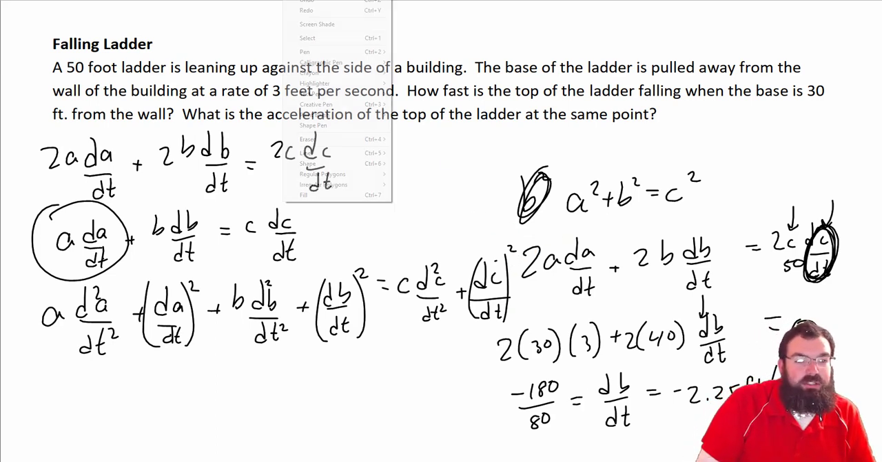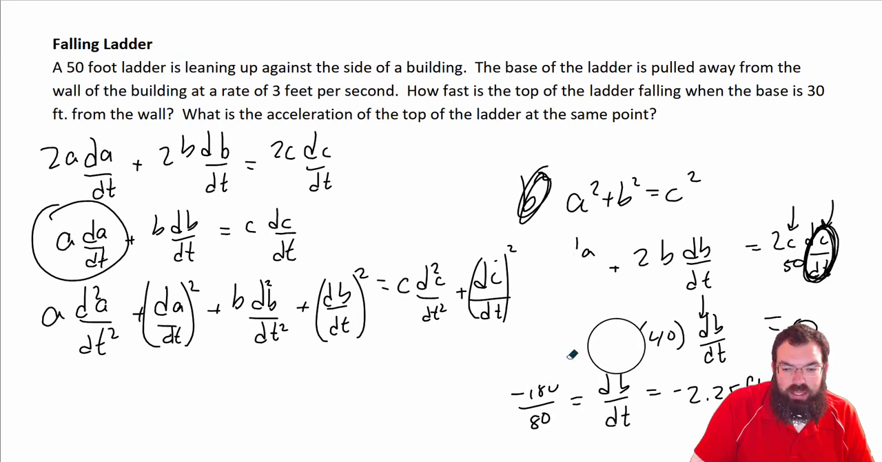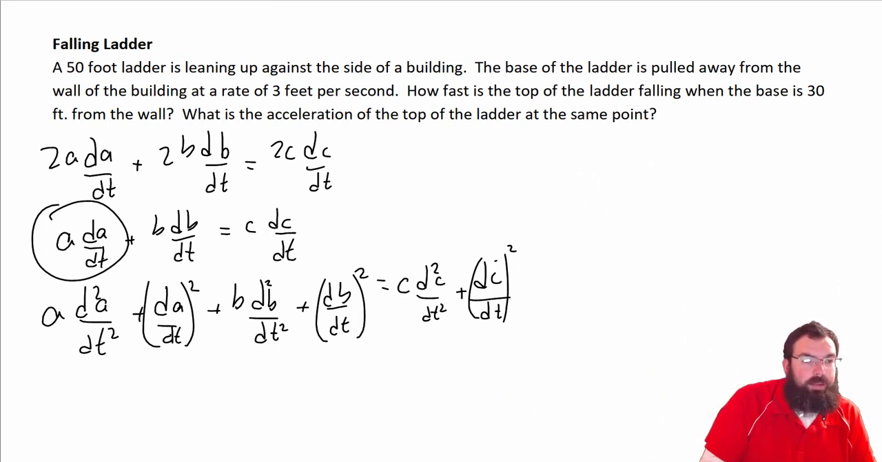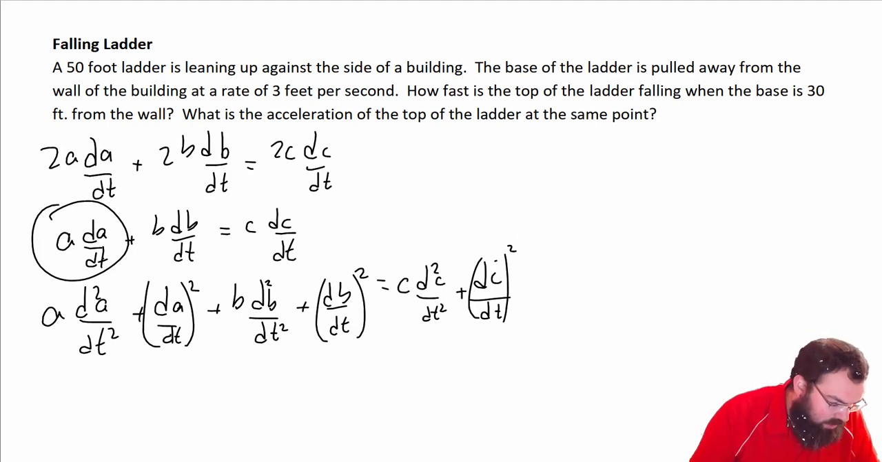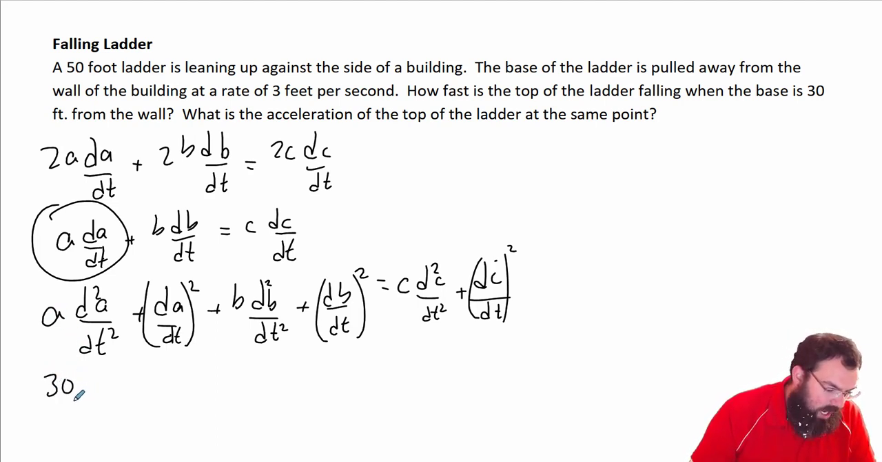All right, let me erase some of the other garbage. Okay, so now what happens? Now I can plug in what I know. I know that the a value is 30. I do not know what d squared a over dt squared is, so I can't do any of these values here.